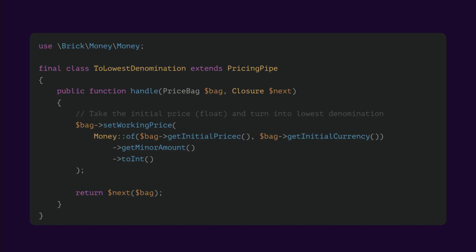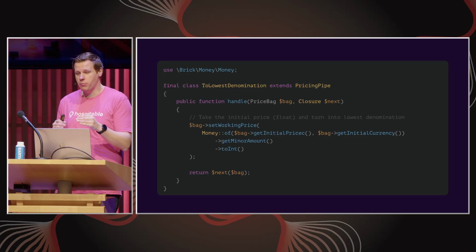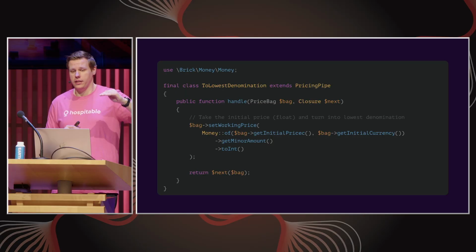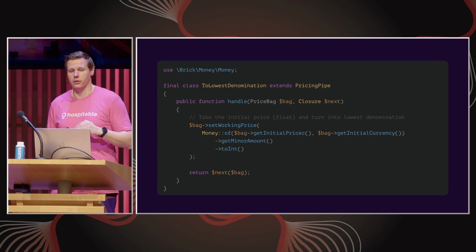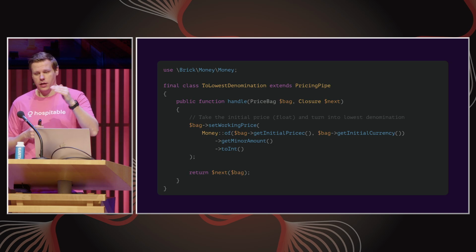And the nice thing is, because you now have a value object or a DTO, we change something in there, but we still have the original price. We just set the current working price, but we still have the initial price set in there. So the next pipe has all this information now. It has the initial price, but it also has the new working price. So it becomes more valuable to have this object.